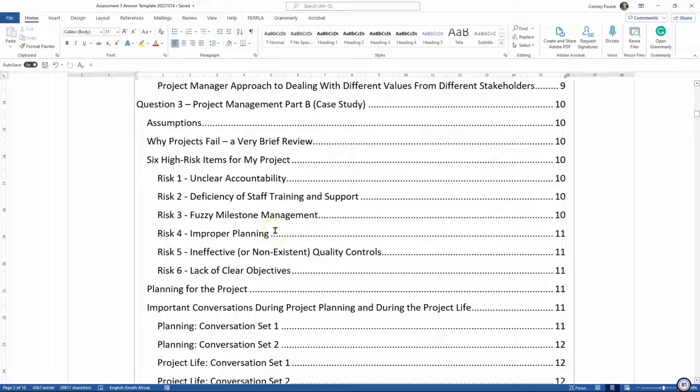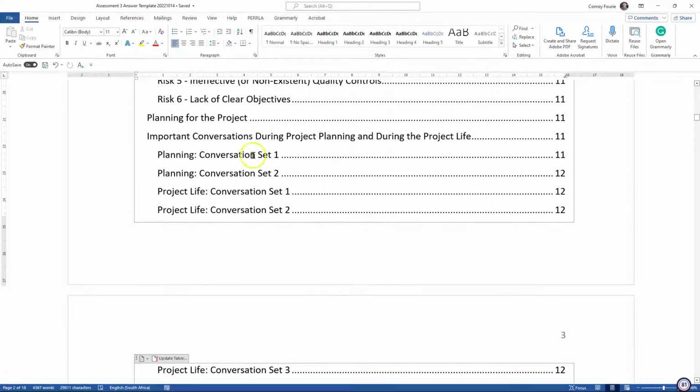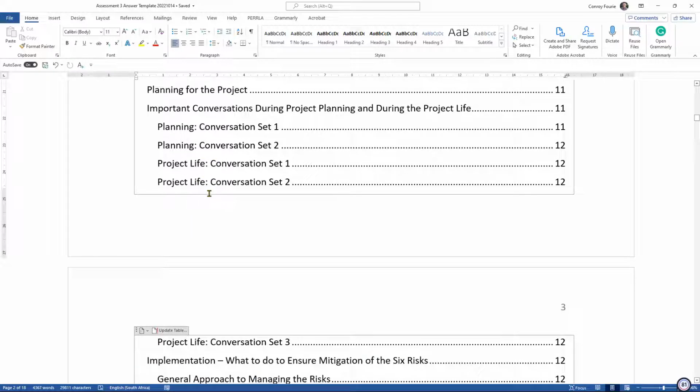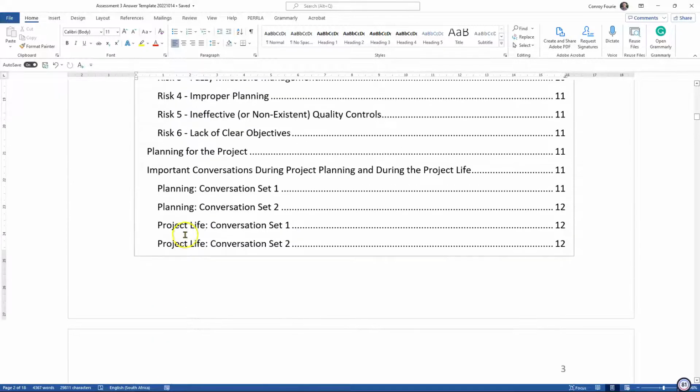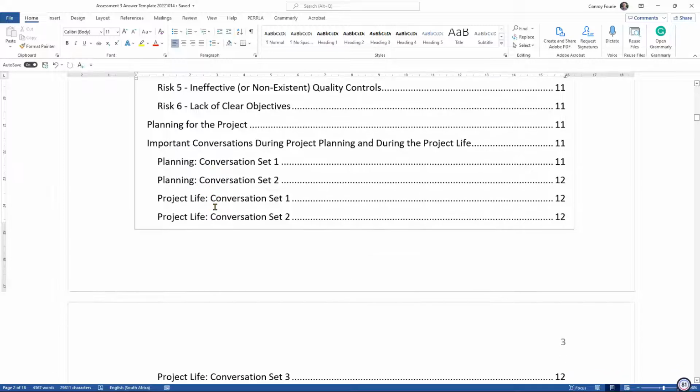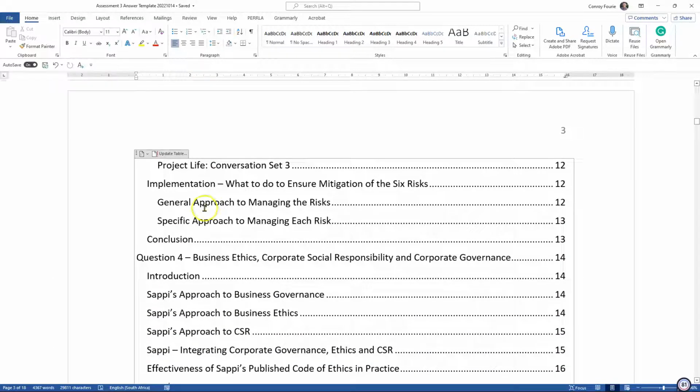project manager. And then the planning of the project, the conversations that you have would be, maybe you would have 2 types of conversations during the planning phase, and maybe 3 during the project life. You may have 3 under planning and 4 under life. That just gives you an indication of perhaps how you could approach this question. And then a general approach to managing the risk. I think that might be a useful way to overall say what you will do, and then perhaps something specific about each of the risks that you would do to mitigate that risk in specifics.